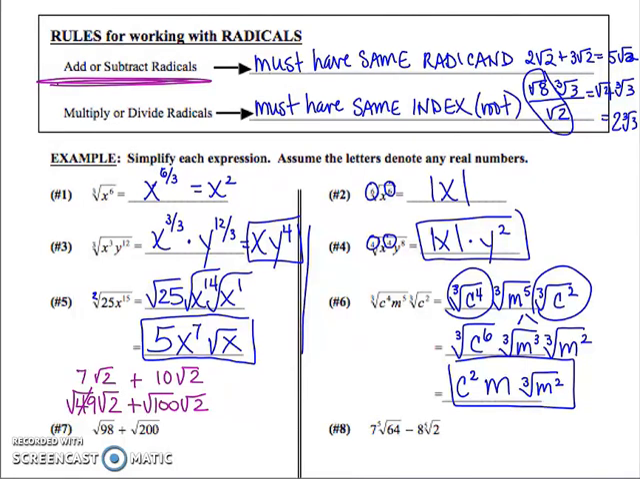Now I have like radicals, so I can add these together. 7 square roots of 2 plus 10 square roots of 2 gives me an answer of 17 square roots of 2.